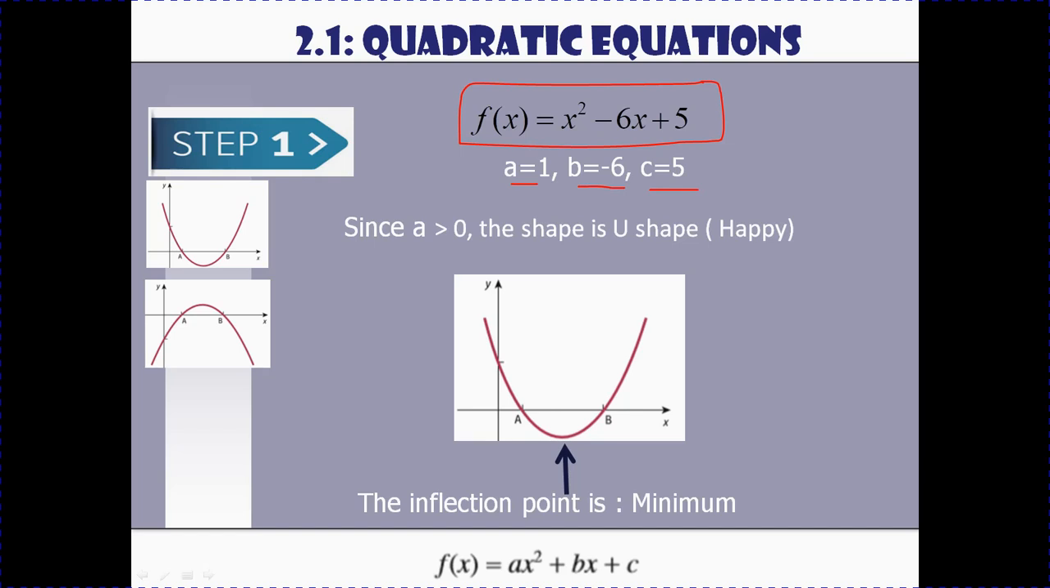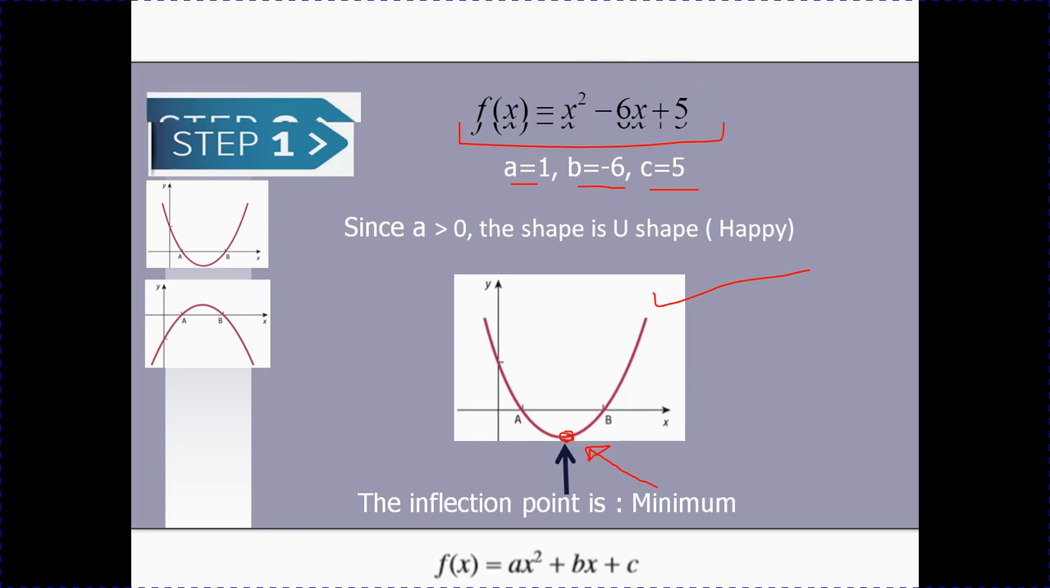So finally, it will have a graph like this. And since it is up, the inflection point here is the minimum, as you see. Again, since a is greater than 0, it is a U shape, and in a U shape the inflection point is the minimum. So this is step number 1. We find that it is a U shape, happy shape, up.